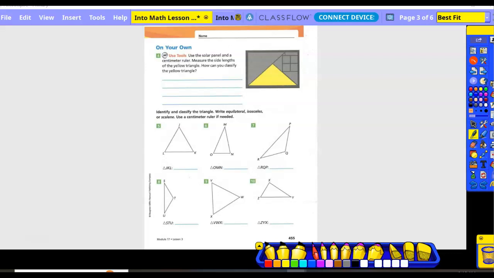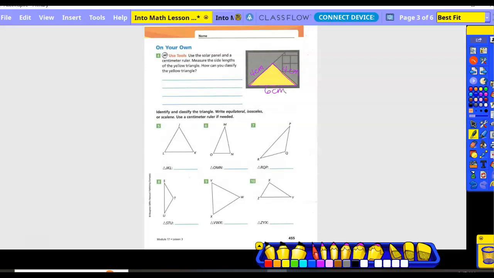On your own, number 4, use the solar panel and centimeter ruler. Measure the side lengths of the yellow triangle. How can you classify the yellow triangle? So what is this measurement right here? What's the left side? So I can take your ruler and measure it. 4. Okay. What's the measurement of the right side? Okay. And what's the measurement of the bottom?